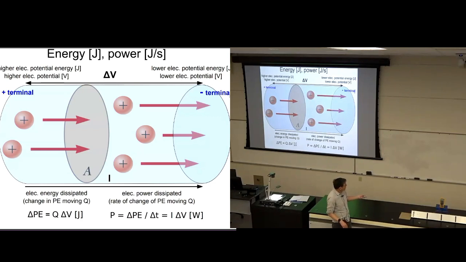So this equation here is the equation for the electrical energy that's dissipated, so that's the delta PE, when charge Q is moved through a potential difference of delta V. So in this picture, I'm moving charge Q down a potential hill, delta V, that releases electrical energy, and this is the amount of the change in electrical energy in terms of the charge that I moved. And so that's an important equation.